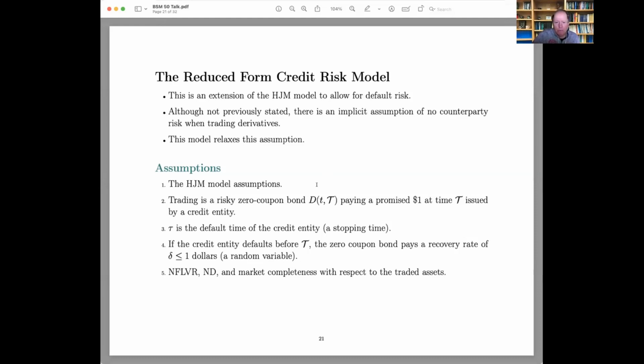As you can see here, all the assumptions of HJM you maintain. We introduce trading, in the simplest setup, and these can be generalized, in a risky zero coupon bond promising to pay $1 at some future date T, and it's issued by some credit entity, a firm, a government, a financial institution. We're going to let tau be the default time of the credit entity, and it's a stopping time. If the credit entity defaults before the promised payment is made, we assume that the zero coupon bond pays a recovery rate of delta dollars per dollar owed. And since it's a zero coupon bond, it only promises 1. That's the percentage recovery rate.